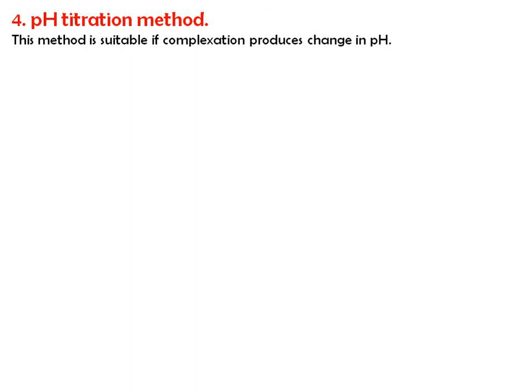metal complexes depend to a great extent on the pH of the solution, and there is a competition between metal ion and proton for the ligand, as they both have the ability to bind with this complexing agent. In this pH titration method, complexation produces a change in the pH. Now we'll see the experiment.